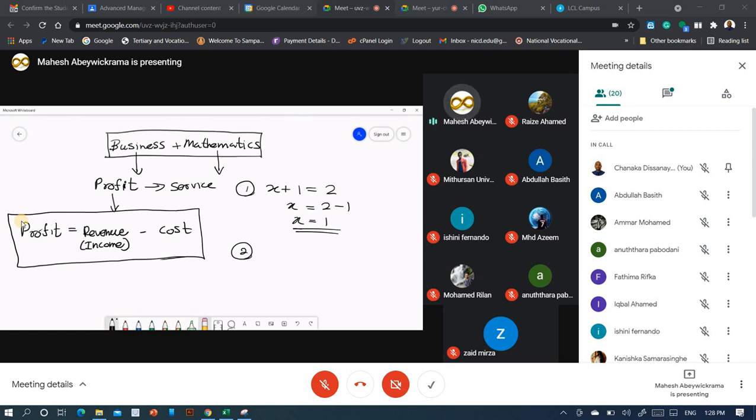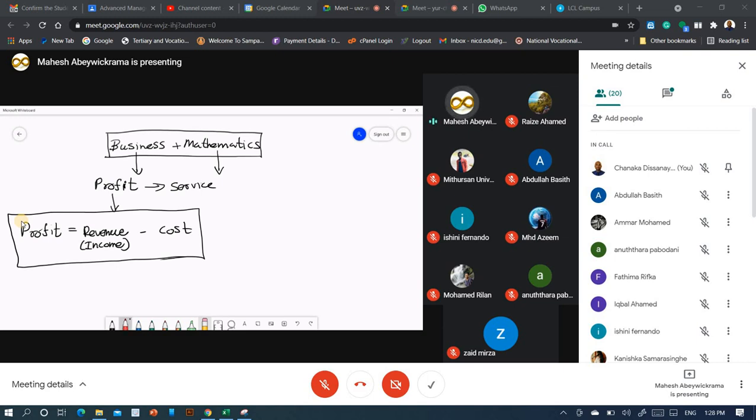So let's see. I am going to do all these things from the very basics. This is the first formula I have taught you: profit equals revenue minus cost. Profit equals revenue minus cost. That's what we are doing. That's what we are doing business for, to make a profit and provide a service to the society, to the community.